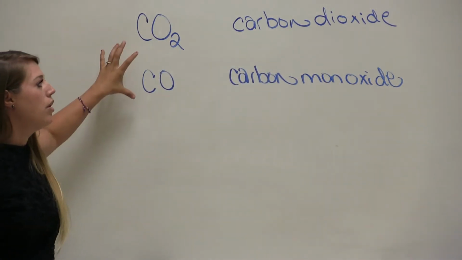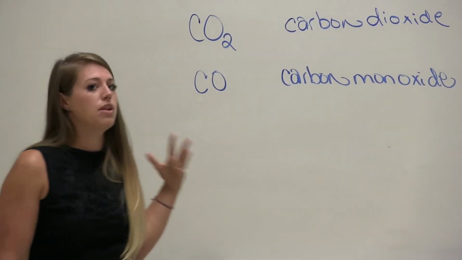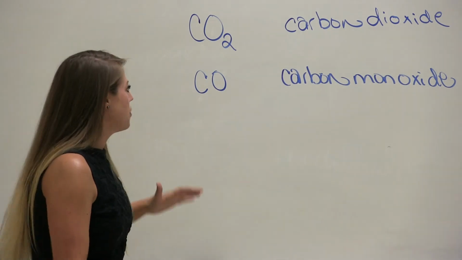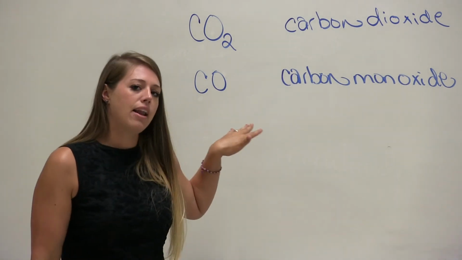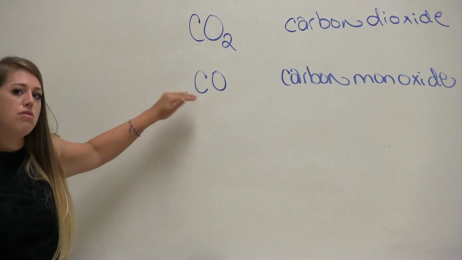So this is just showing you the rules for nomenclature for type 3: we're not looking at charges, so you're going to have to tell me how many of the atoms you have. Now the one rule is, for the first element, you never use mono.